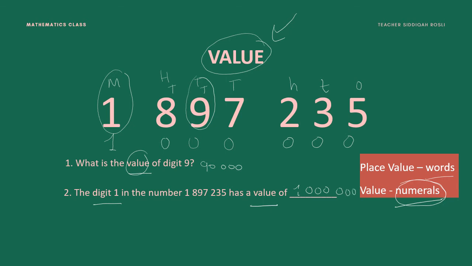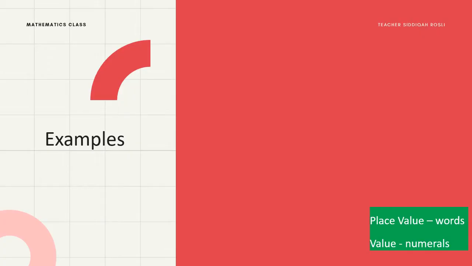As simple as that. Now we're going to look at the types of examples the exam will ask you on place value and value. As usual, I'm putting a reminder over here so you know that when it's asking for place value, your answer is going to be in words. When it's asking for value, your answer is going to be in numerals.